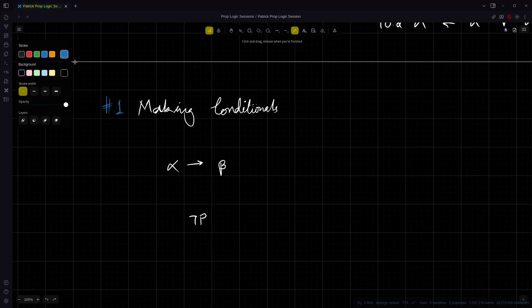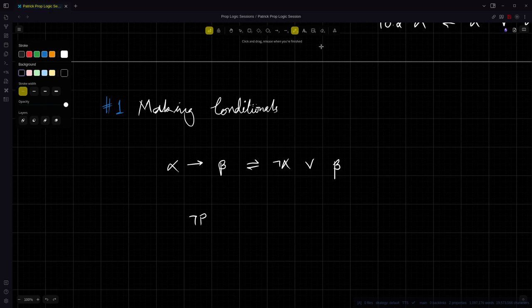And this is straight from the book, so if anyone wants to just skip the entire thing and go to the book, that's also fine. Yeah, so this is making conditionals. We know that every conditional can be expressed as a false antecedent or a true consequent, which just means if alpha implies beta, then not alpha or beta. This is a rule of equivalence we learned. It's called material implication.